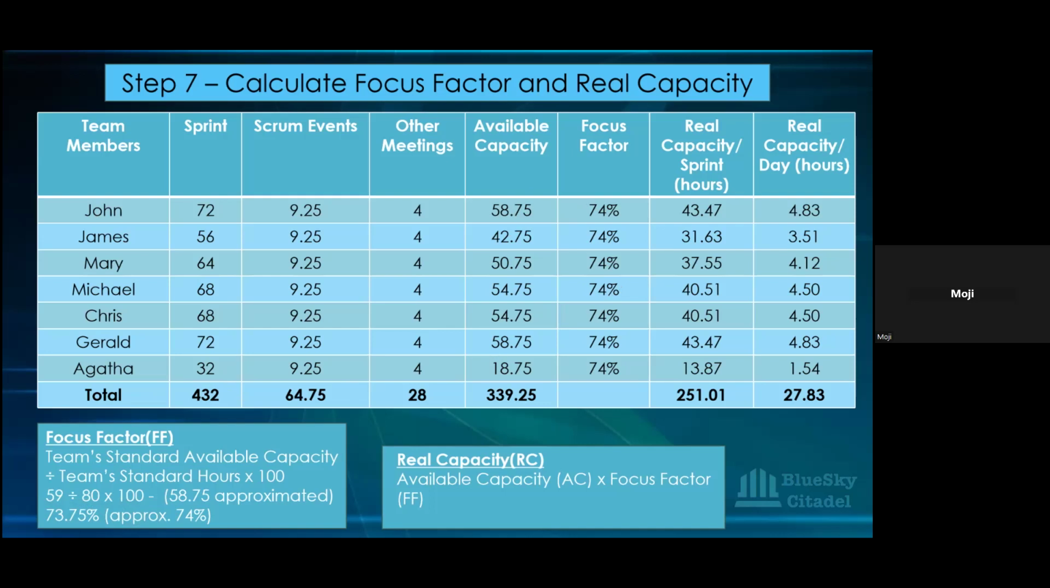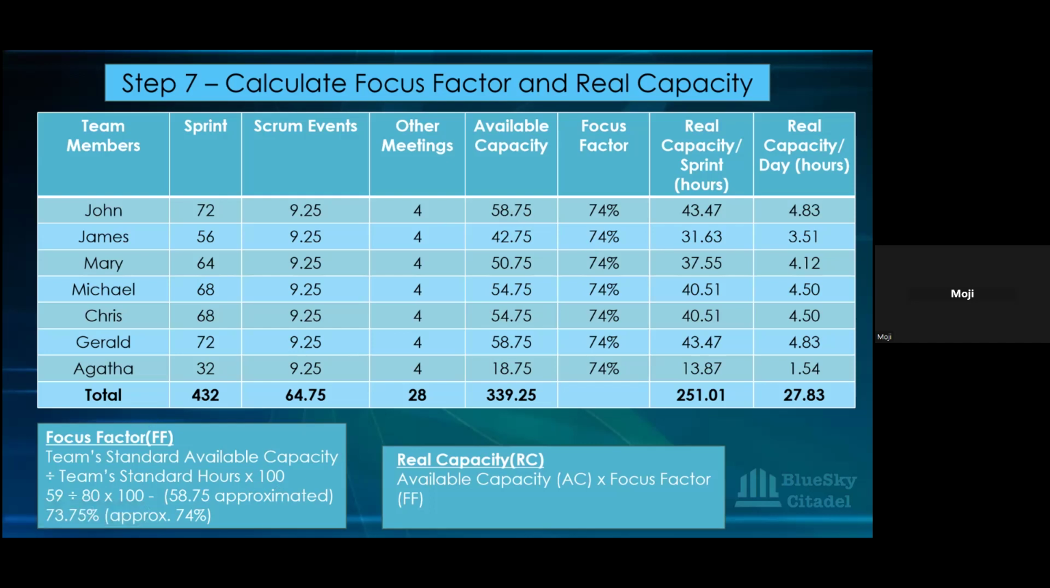So the team's standard available capacity, you divide their available capacity, which is this one, by their standard hours they do every day, which is the 80, and then you multiply it by 100 because your focus factor has to be in percentage. You multiply that by 100. So, you know, like here, we have 58.75 for John.